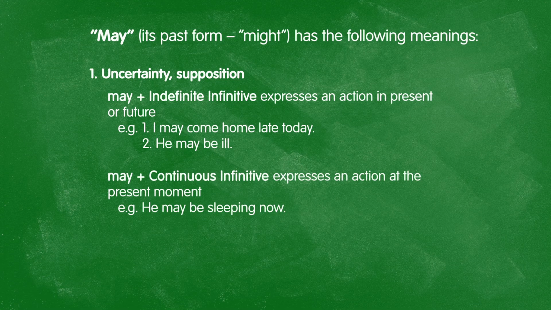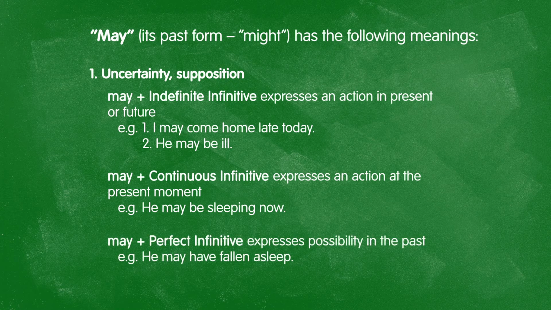Here, I've used may with the indefinite infinitive to express an action which may be possible in the present or future. May with the continuous infinitive expresses an action at the present moment. Like in the example, he may be sleeping now. And may with the perfect infinitive expresses an action which happened in the past but still has an effect now.